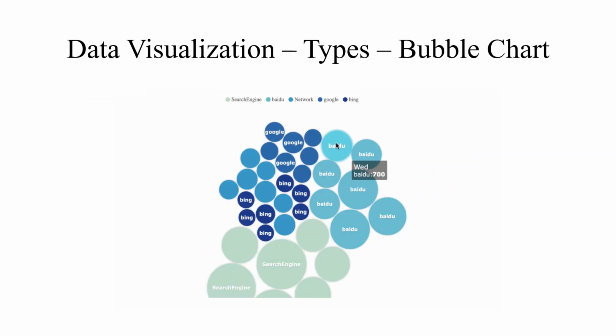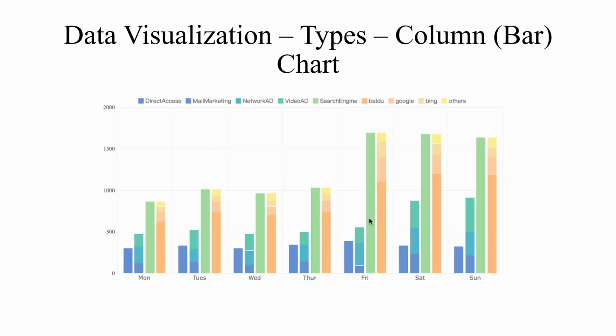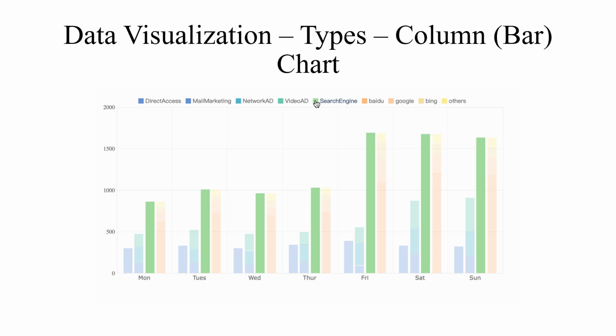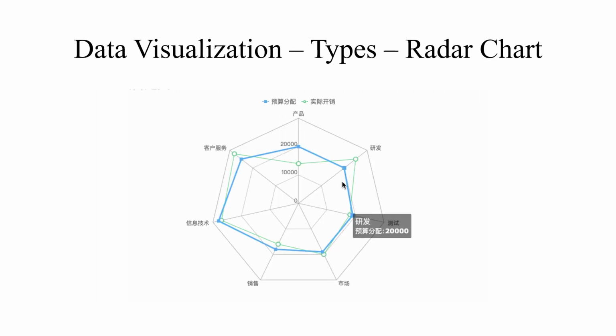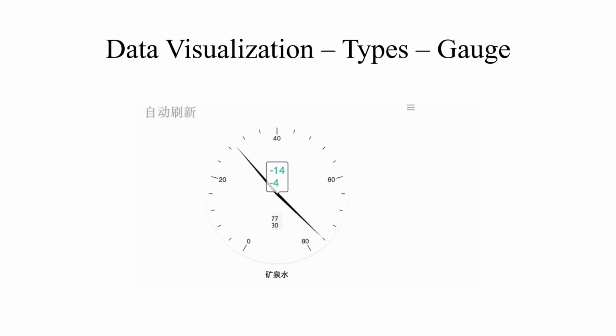This is another example of a bubble chart. This is another version of a bar chart where the bars are structured in columns. This is a radar chart. This is a data visualization gauge. In sum, these are just a few examples of the different types of data visualizations that are out there and available for use.